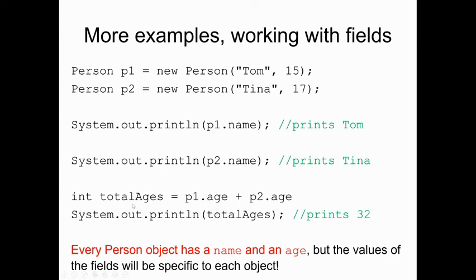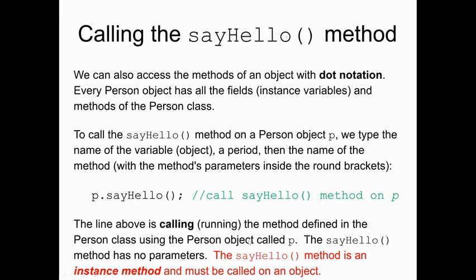If we had an integer total ages, we could set it equal to P1.age plus P2.age, and their total ages would sum to 32. Every person object has a name and an age, but the value of the fields will be specific to each object. Calling the say hello method. We can also access the methods of an object with dot notation.